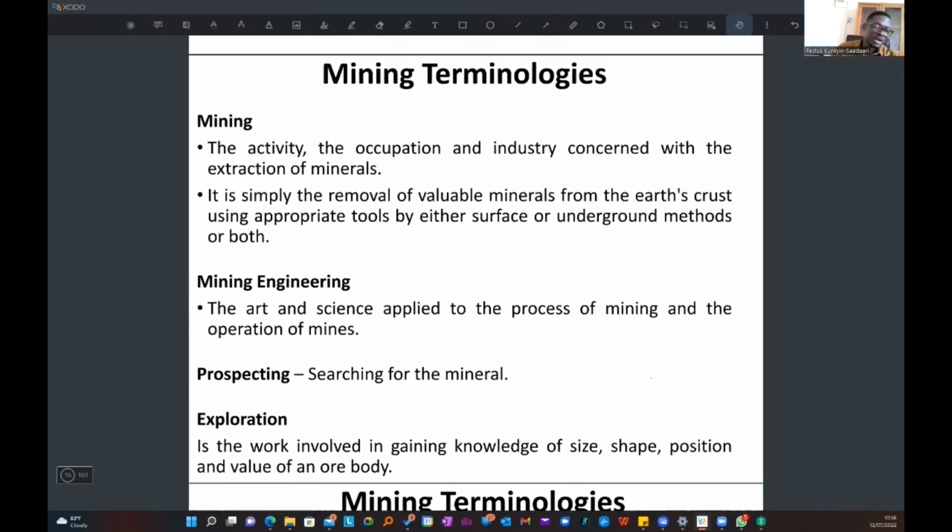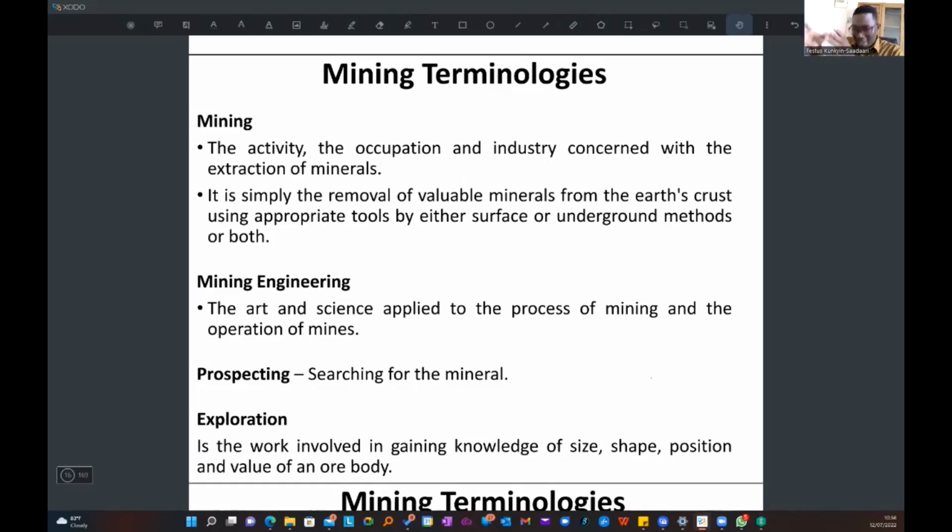If we are talking about mining terminology, then let's talk about mining again. So we say mining is an activity. Mining itself is an activity. It is also an act. It's a kind of something you are going to do, an activity you undertake to get something. The action itself is mining.